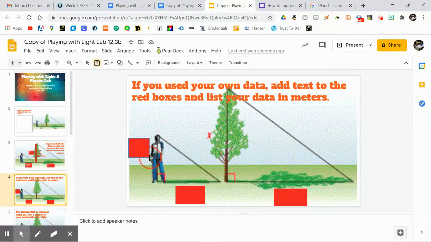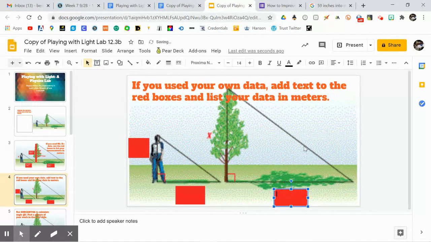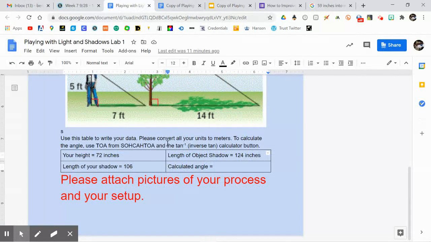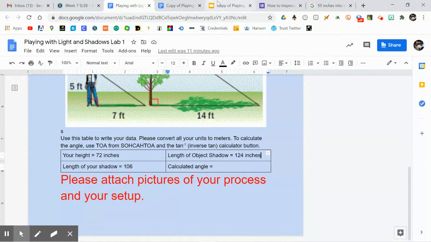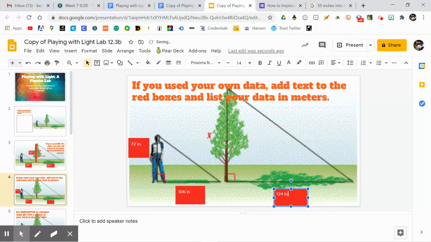Now, if you use your own data, that is a little bit different because those numbers are different. If you use your own data, you had to know your height and the length of your shadow, and for the object, you only needed to find the length of the shadow of the object. Maybe you are 6 feet or 72 inches tall. The length of your shadow at that point was 106 inches. And the length of the shadow of the object, maybe it was 124 inches.